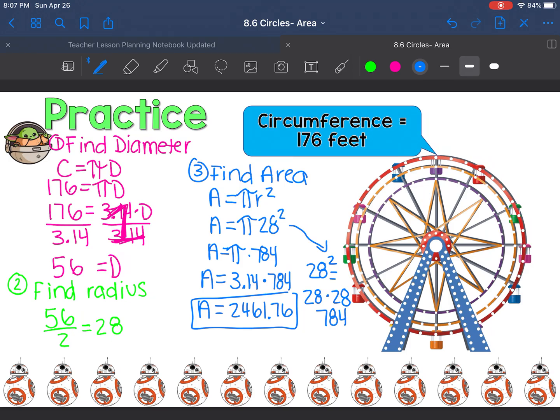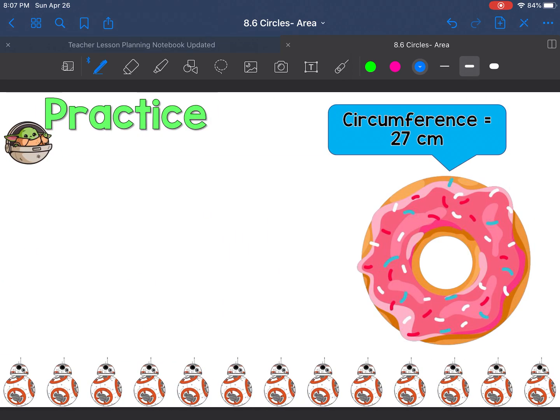So let's take a look at another problem when it gives us circumference. So our final problem, it tells us that the circumference of the donut is 27 centimeters and it wants to know what the area is. So remember, 3 steps. First step, diameter. In order to find the diameter, we have to use our circumference formula. So we can plug 27 in for circumference.